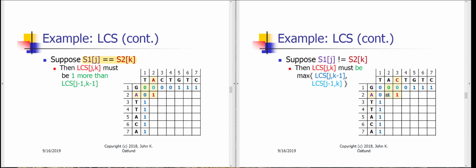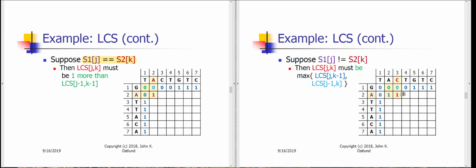Now we have a recipe. As we step through the remaining cells in this row, if we discover that our current row letter and our new column letter are the same, we should add 1 to whatever the longest common subsequence is up to the previous shorter prefixes.